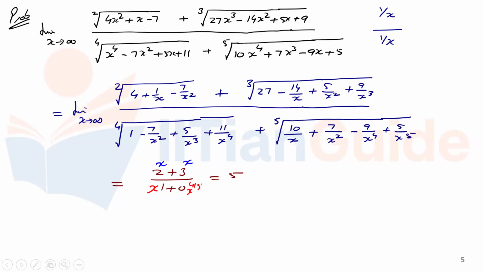4 by 5. अब एक काम करेंगे, when x is tending to infinity, x is very large in comparison to x power 4 by 5. Delete it. It will become 0. After that, I am getting 2x plus 3x divided by x. Take x common, get them cancelled and get answer 5. ठीक है, ये आंसर 5 आ जाएगा.